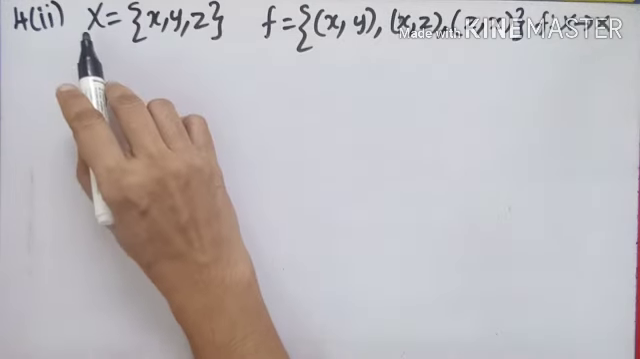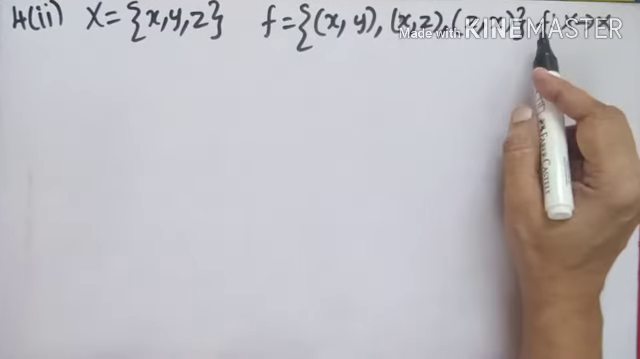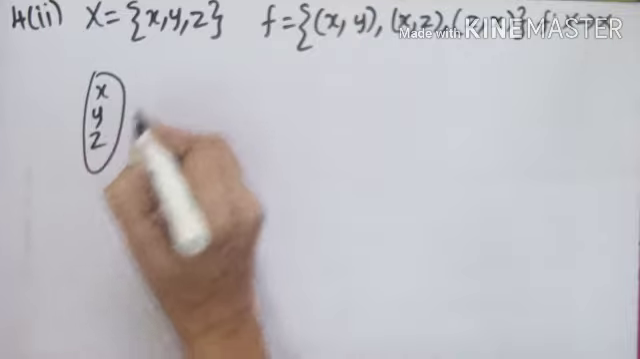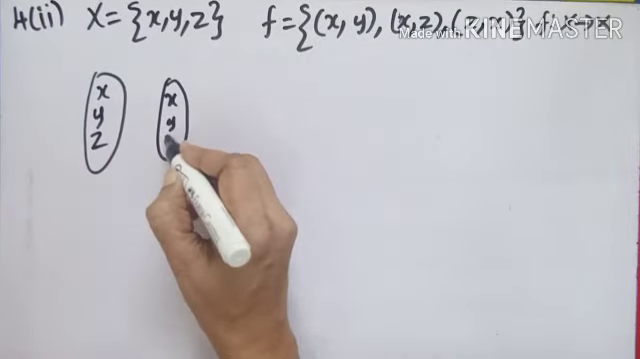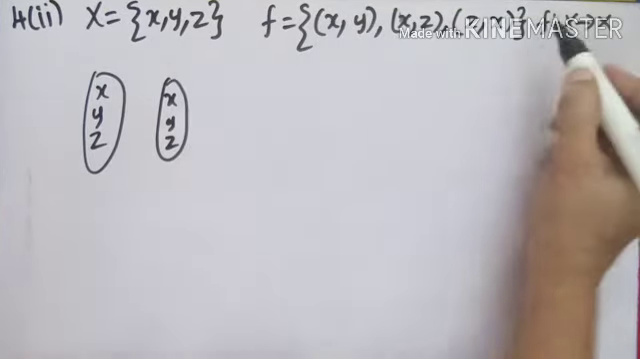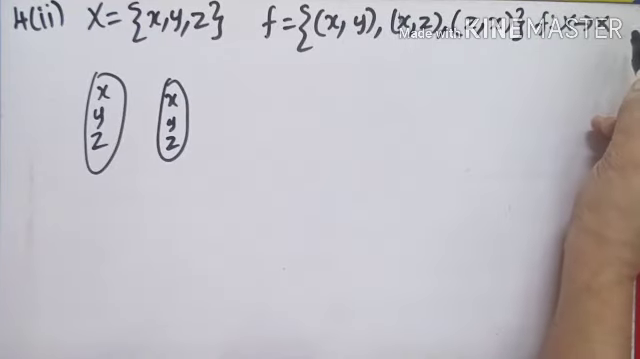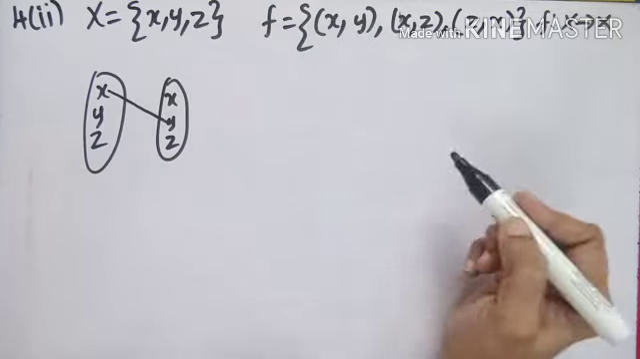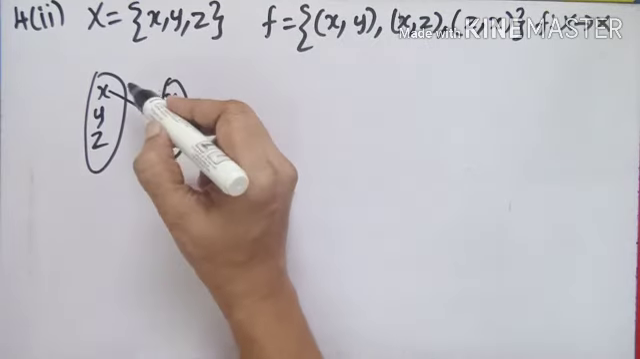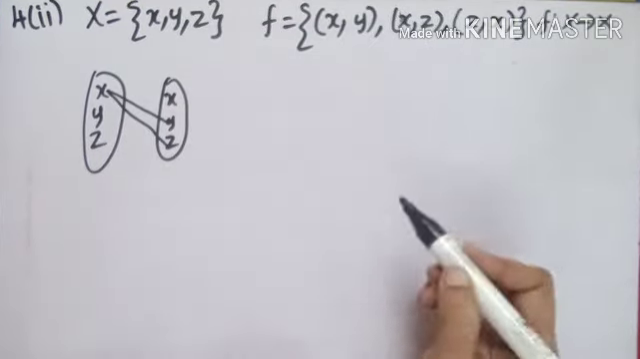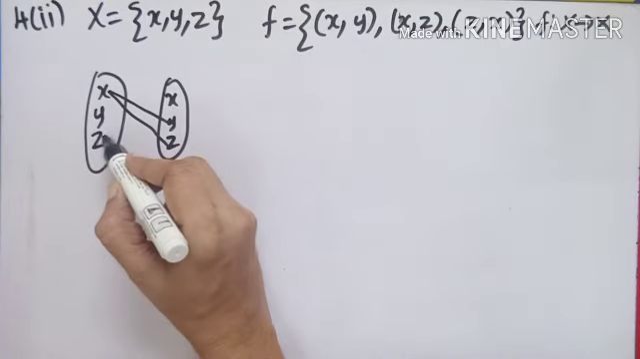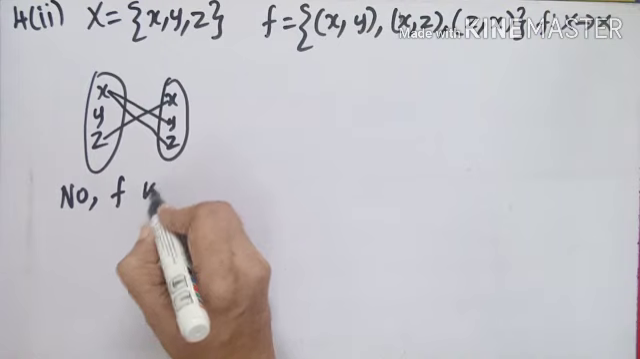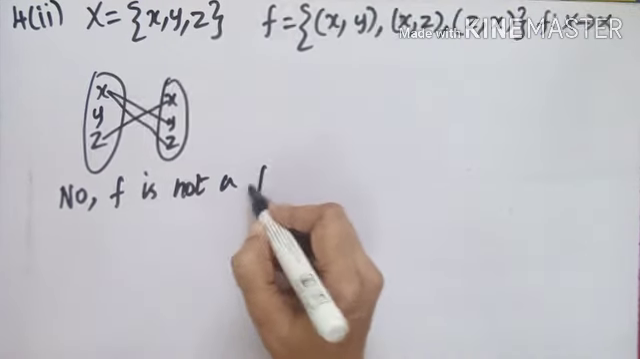Second part, X is equal to {x, y, z}. F is a function from X to X. So, let us mark it this way. x, y, z and x, y, z. F is a function from X to X. x goes to y. So, we will mark like this. x goes to z. x goes to z. z goes to x. Is it a function? No. F is not a function.